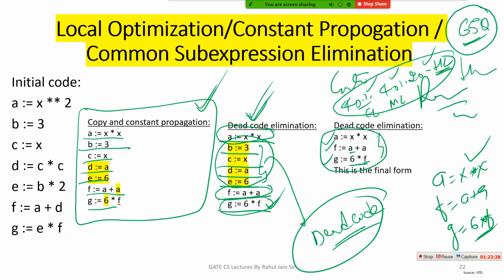Arjun is asking, sir, but we will not use A in further code, so why not replace it in F? If I replace A plus A in F, it will not be 3 address code. By default, our machine is processing 3 address code.